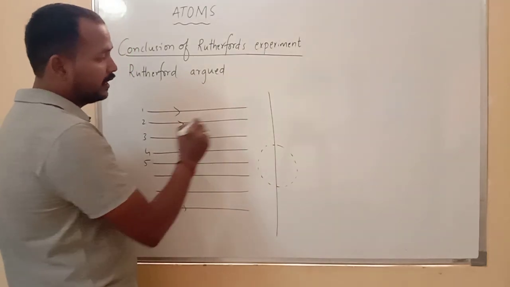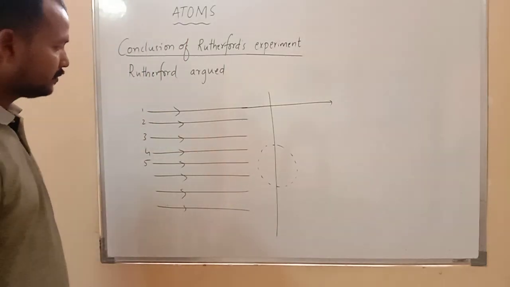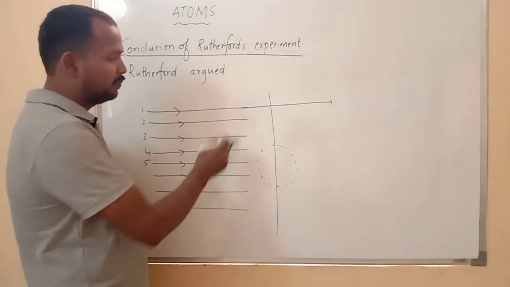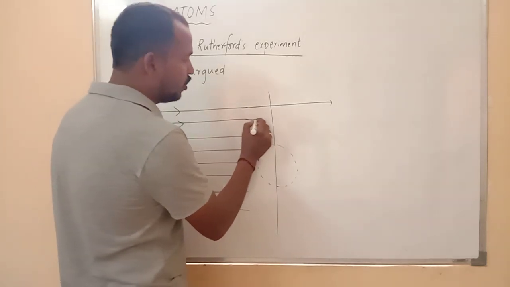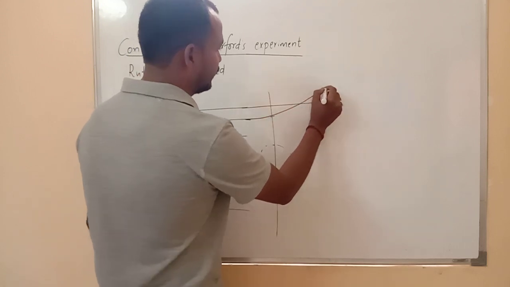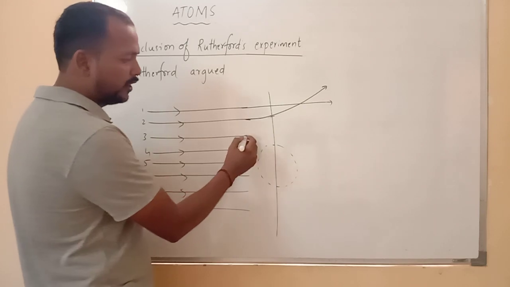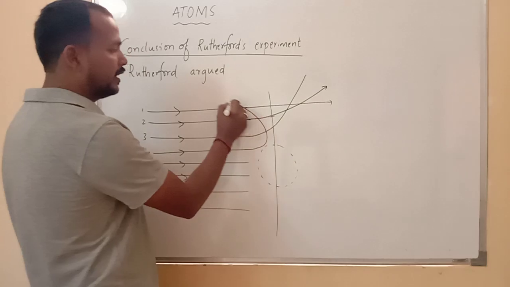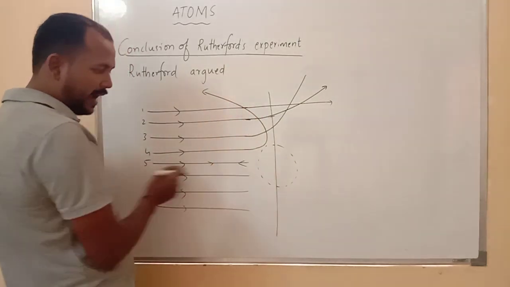Since it is very far, it will not be deviated; it will move in a straight line. The second one is a little nearer to the point of incidence, so it has a small deviation. The third one is very near the incident point, hence it deviates still more. The fourth one deviates by a very large angle. The fifth one is just reflected back.